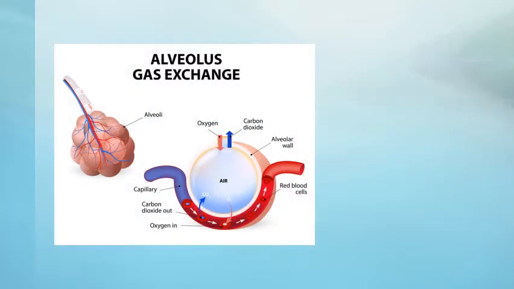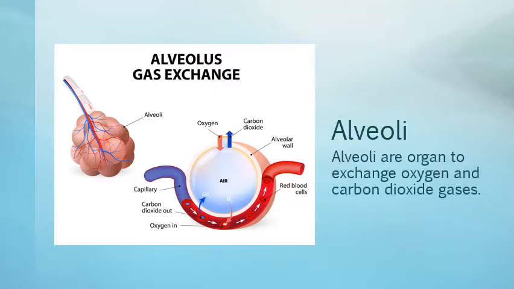As I explained before, inside the lungs there is a small spongy sac called alveoli, which is where the exchange of oxygen and carbon dioxide occurs. So this is the alveoli. You can see the picture. The shape is like grapes, and the function is to exchange oxygen and carbon dioxide gases.